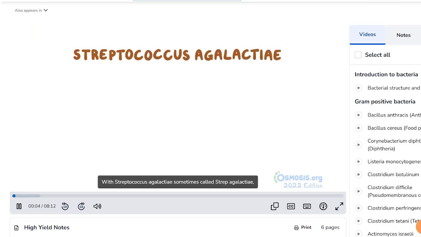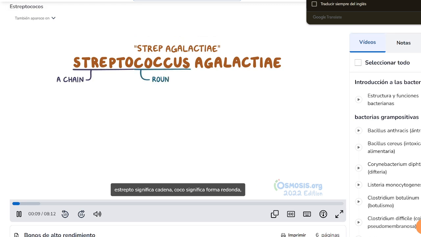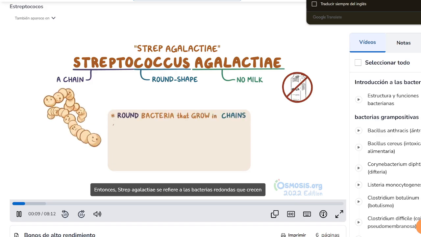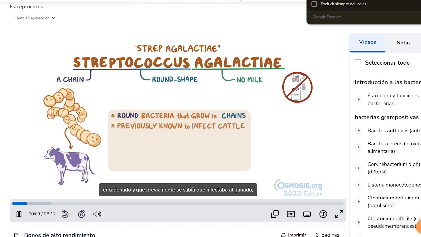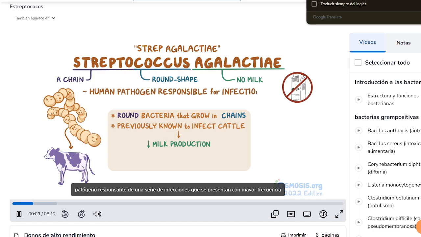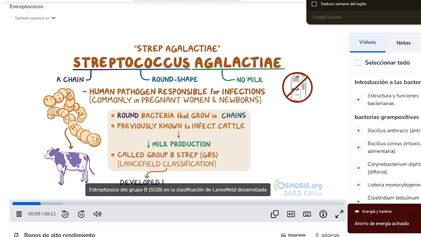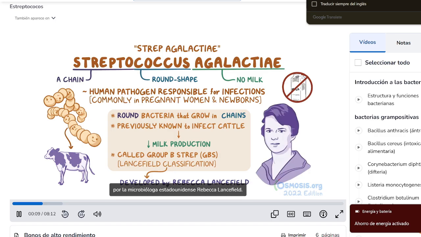With Streptococcus agalactiae, sometimes called strep agalactiae, strepto means a chain, coccus means round shape, and agalactiae literally means no milk. So strep agalactiae refers to the round bacteria that grow in chains and that was previously known to infect cattle, resulting in reduced milk production. Later on, strep agalactiae was found to also be a human potential pathogen, responsible for a number of infections that most commonly affect pregnant women and newborns. Strep agalactiae are also called Group B strep, or GBS, in Lancefield classification, developed by the American microbiologist Rebecca Lancefield.